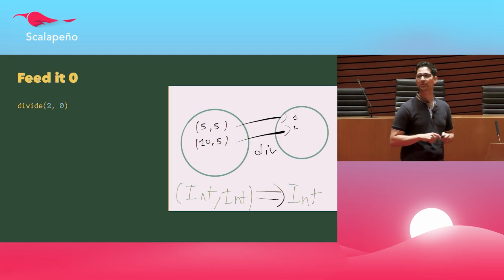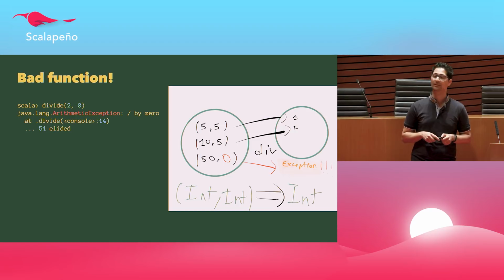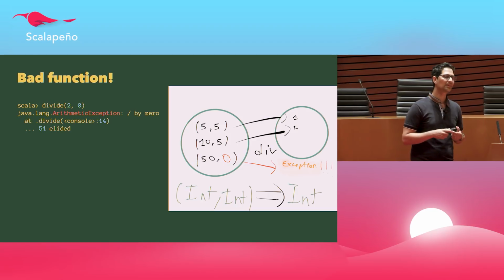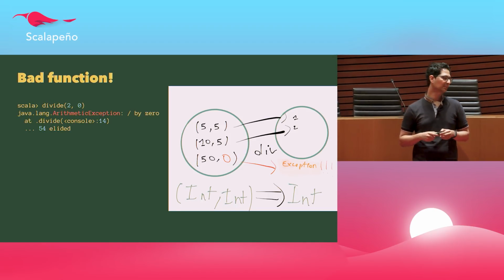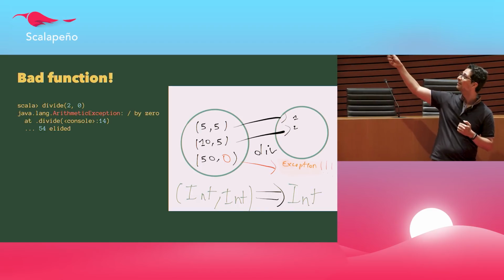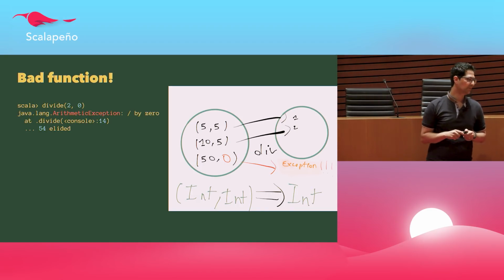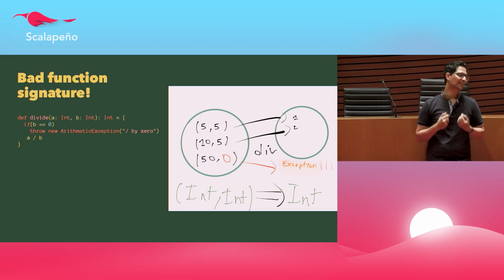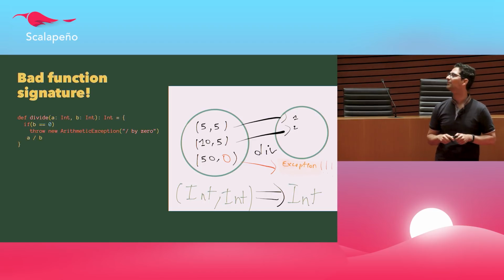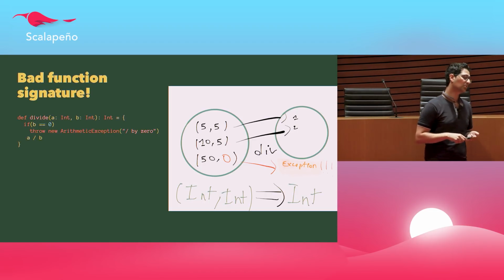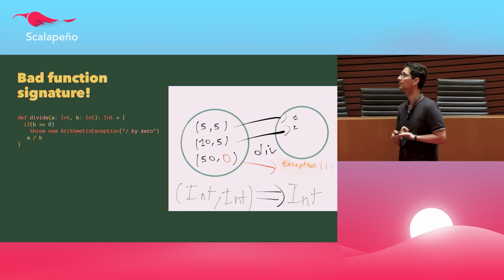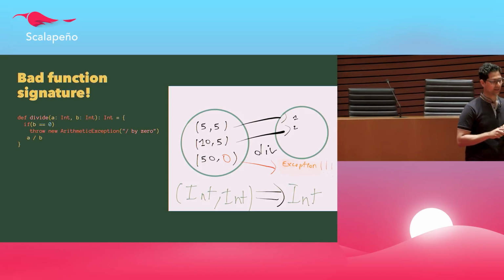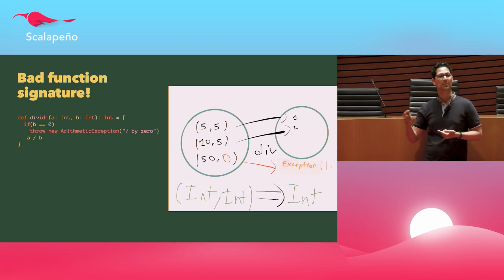But what happens if I feed it 0? What happens to the visual? Well, there is an arrow that goes to some value that is not defined. Something not natural is going on here. Behind the circle, there is this exception thingy. That's a bad function signature. Why is it bad? Well, it lies. It doesn't tell you the truth. You have to go and read the implementation to understand what it does, and you have to keep this exception in the back of your mind.